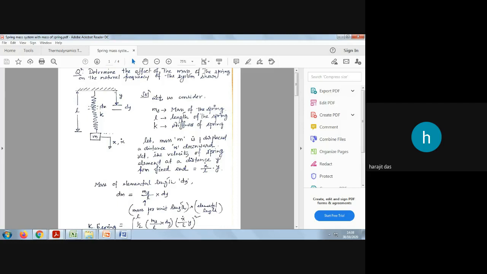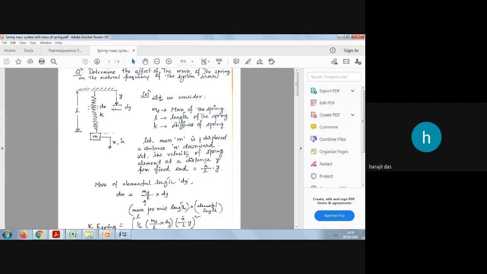So for a distance of y along the length, the velocity will be x dot by L multiplied by y. This means the elemental mass dm has a velocity of x dot by L into y while it is displaced. The SI unit is meter per second.